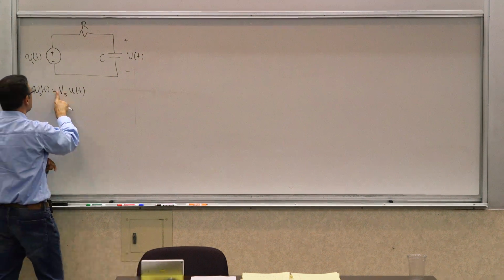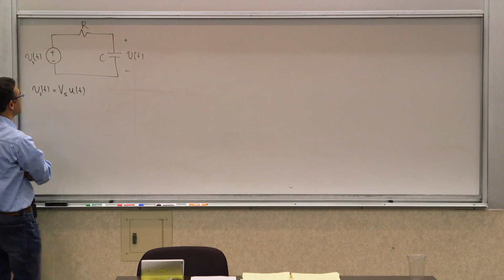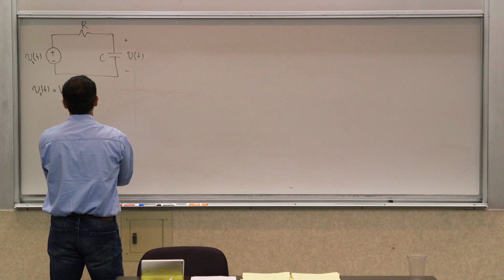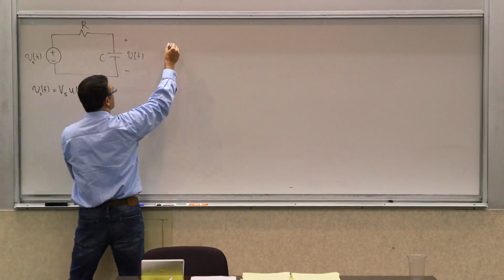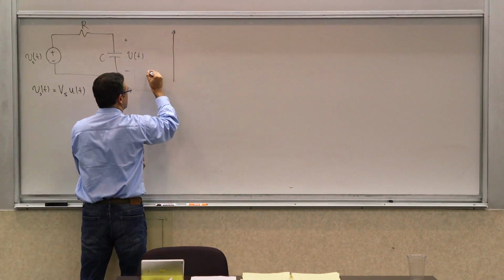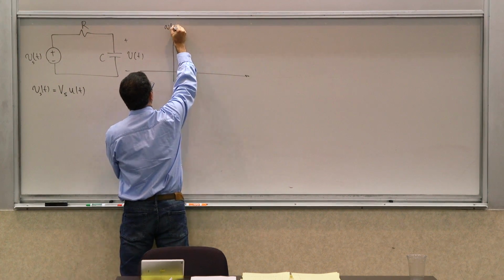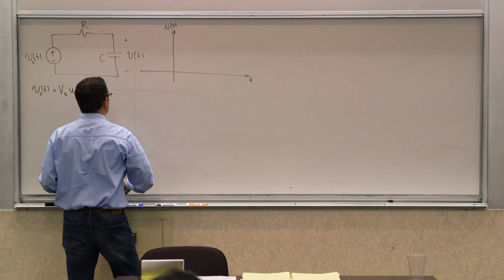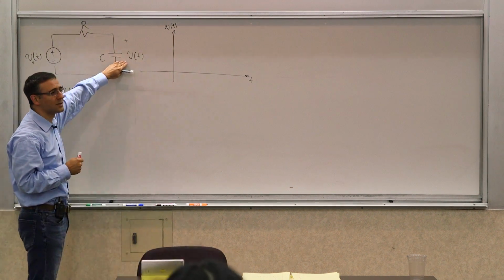But let's look at them. Let's look at this one and see what the response of this one is. How do we determine the response of this thing? This thing we already know, right? We have an initial value and a final value. With that expression that we've developed, we can find the response of this thing. So what is the initial value of V of t at t equals 0?